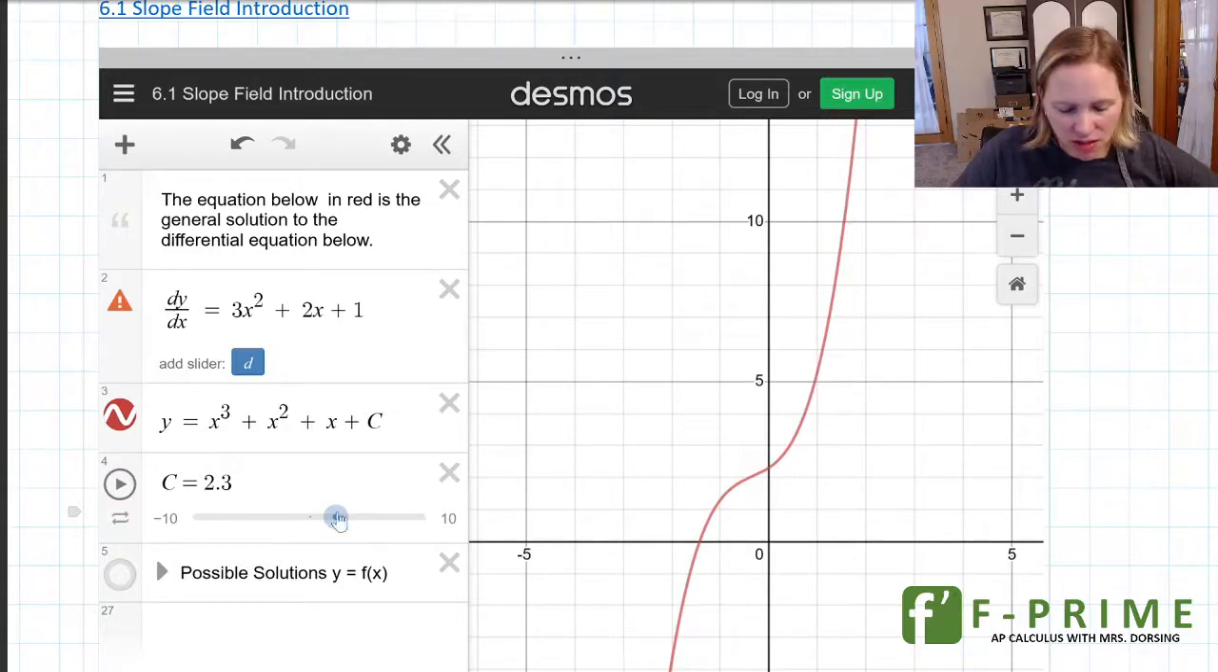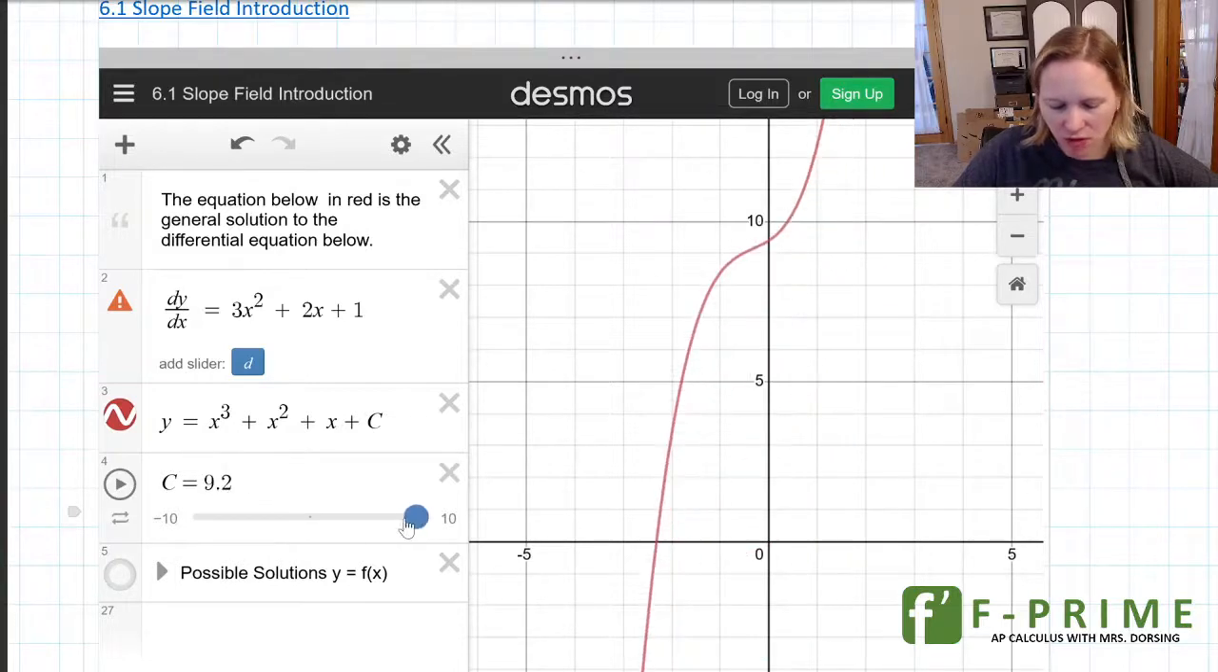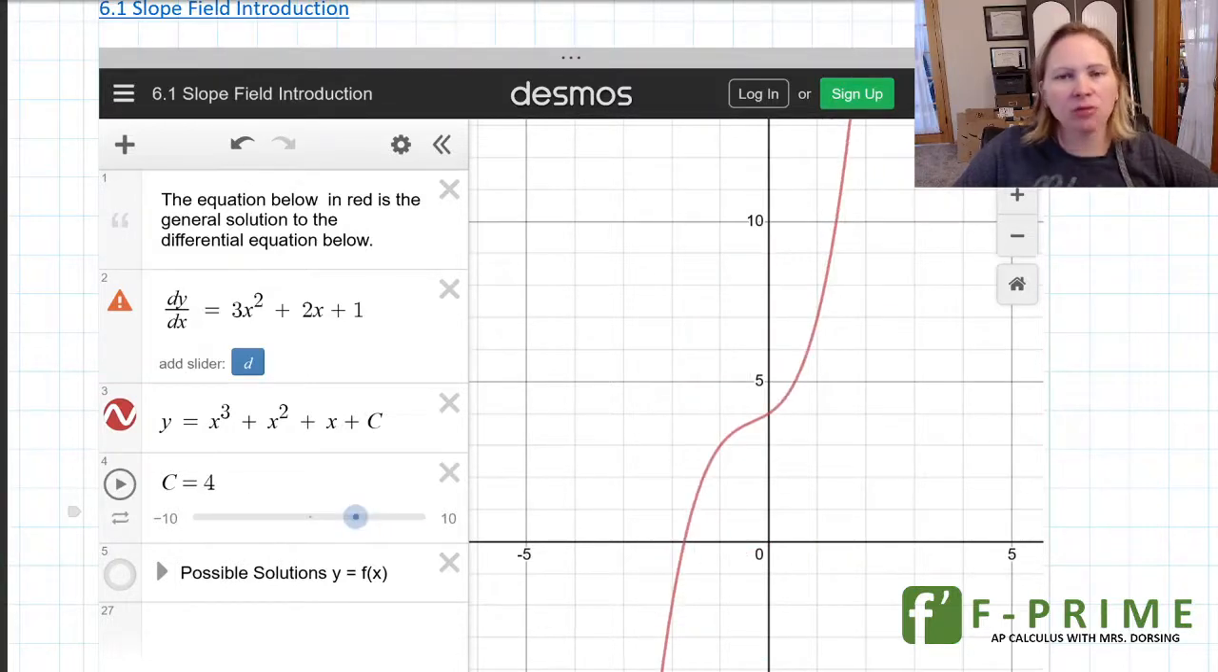And we have this c value, and depending on what c is, that solution is going to float up and down the y-axis. Now, for a polynomial, that's how it goes. It would just go up or down. But other functions might have different behaviors.